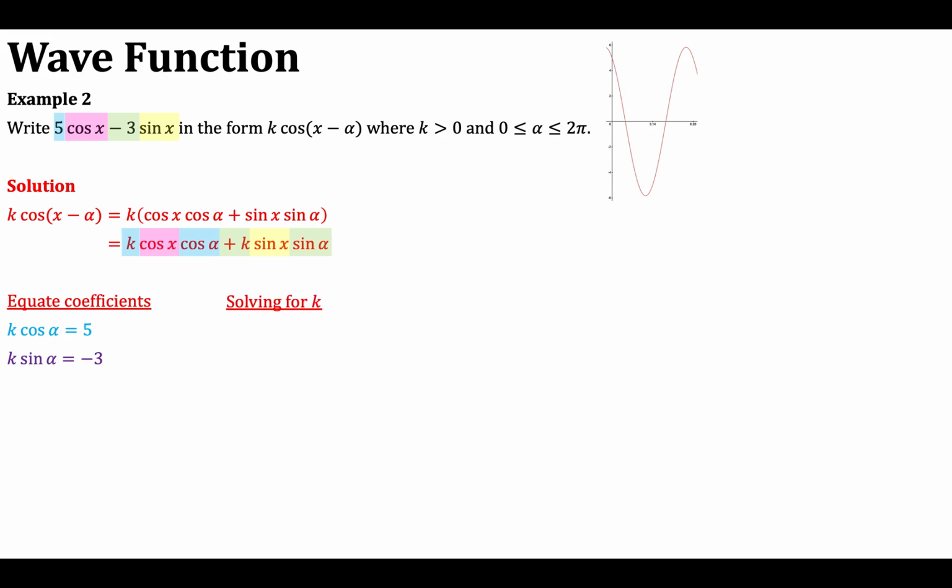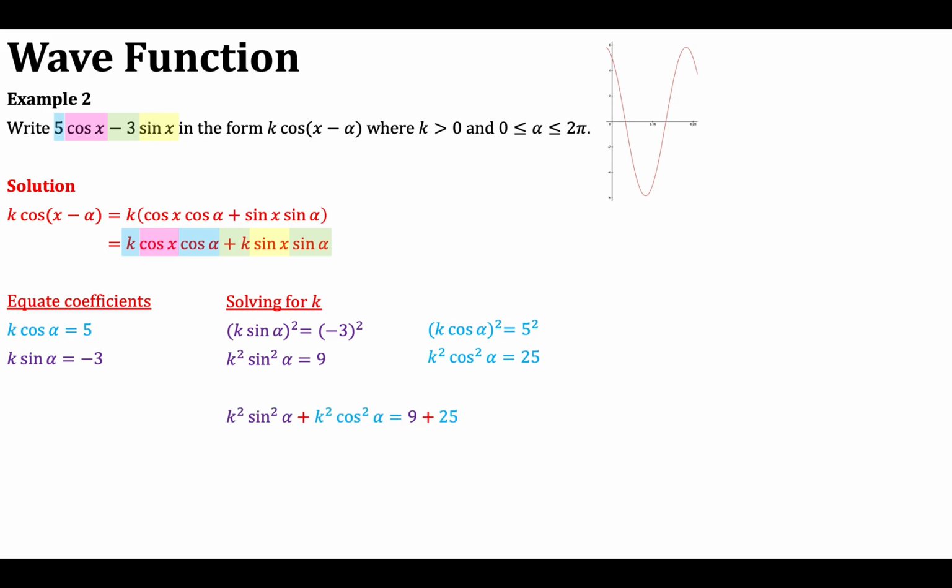We will next solve for k. So we need to square each of our equations. So we get that k squared times sin squared of alpha is equal to 9, and k squared times cos squared of alpha is equal to 25.